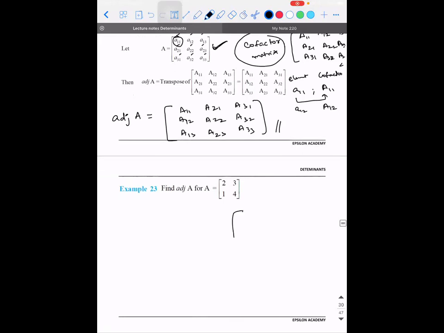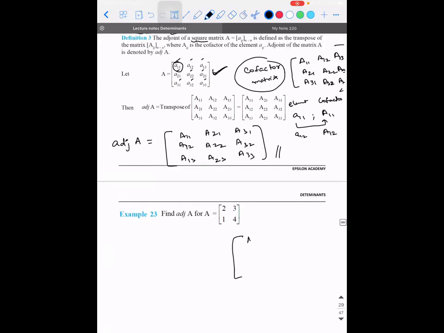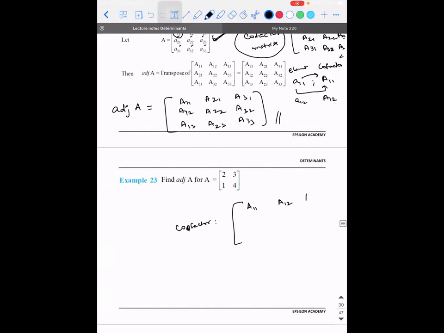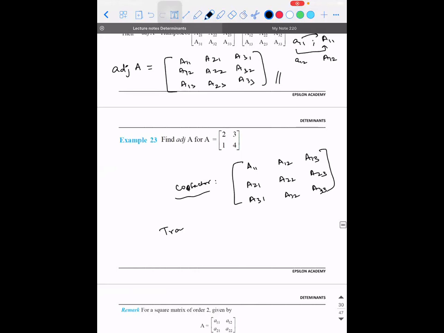Yes, sir. So how are you supposed to arrange this? For the element A11, the corresponding cofactor is capital A11. So the cofactor matrix should contain the cofactors of the elements: capital A11, capital A12, capital A13. Similarly, capital A21, A22, A23. Similarly, capital A31, A32, A33. Are you clear till this point? Yes, sir. So this is the cofactor matrix. First find the cofactor matrix, then find the transpose of it.